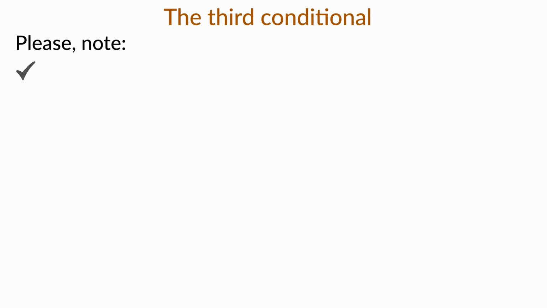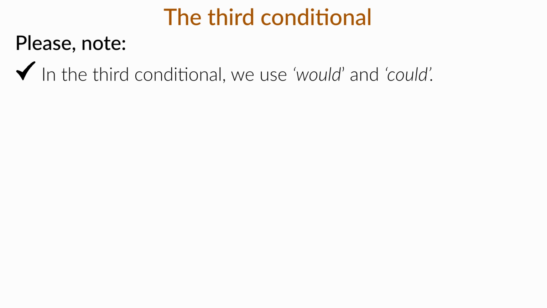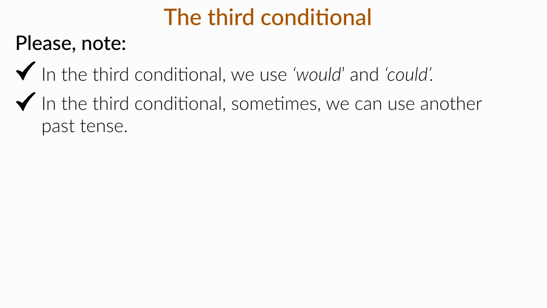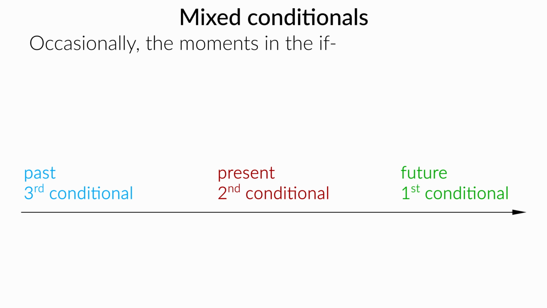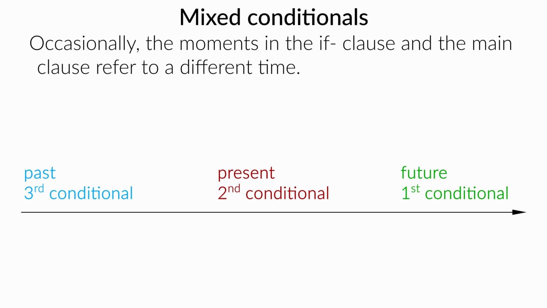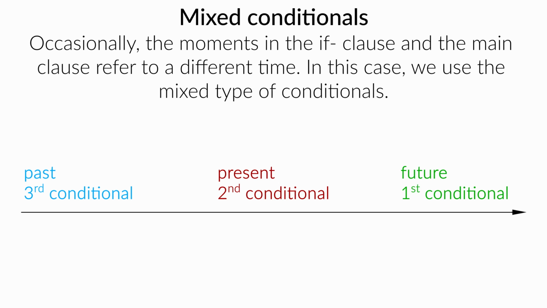Please note, in the third conditional, we use would and could. In the third conditional, sometimes we can use another past tense. Occasionally, the moments in the if clause and the main clause refer to a different time. In this case, we use the mixed type of conditionals.